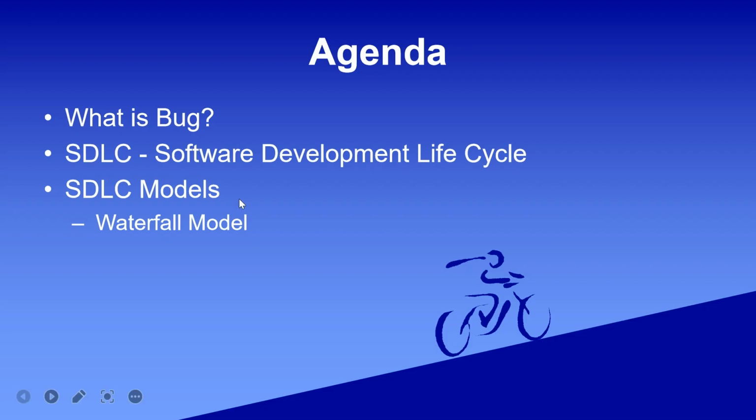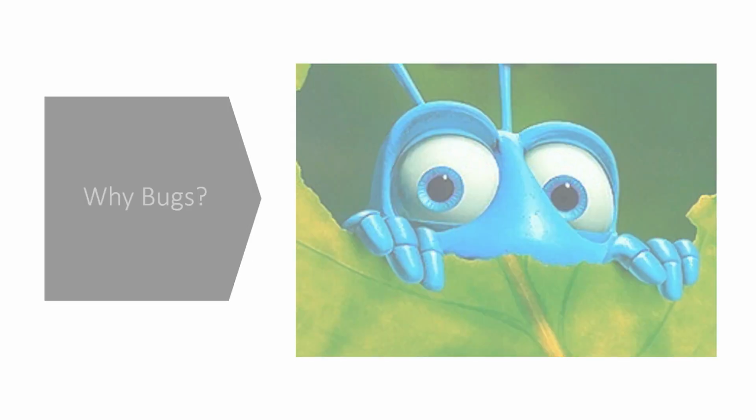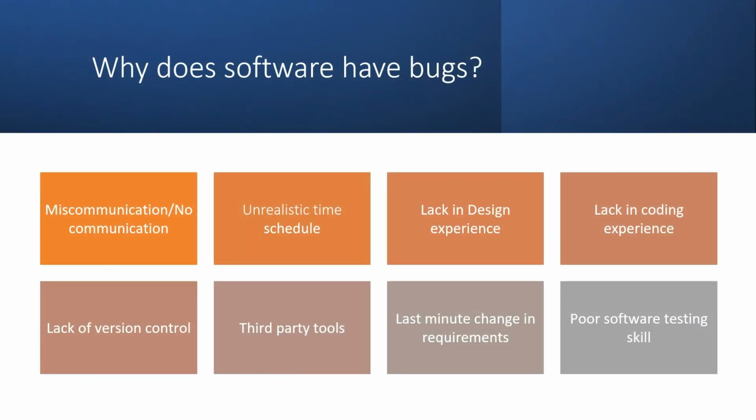Okay, so now we'll see. We saw what a bug is. A bug is a deviation from your requirement. So what are the causes of a bug? The software has a bug, but it is due to many reasons. So these are the reasons.